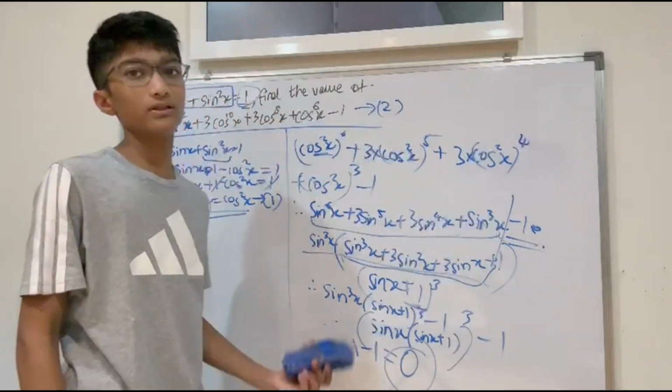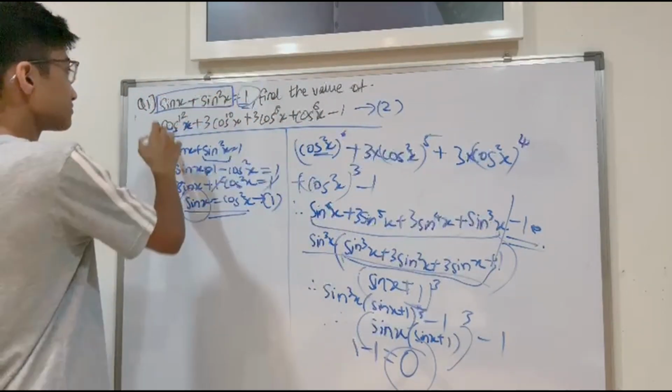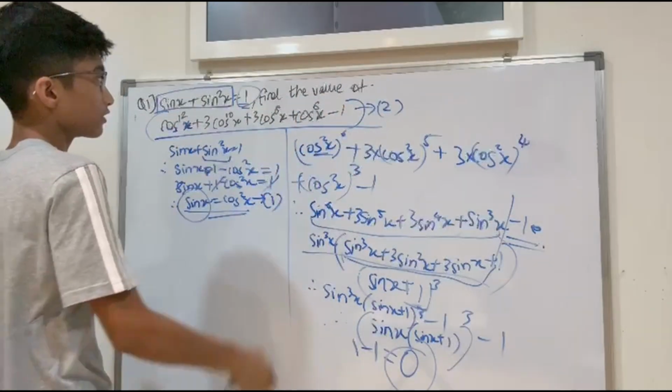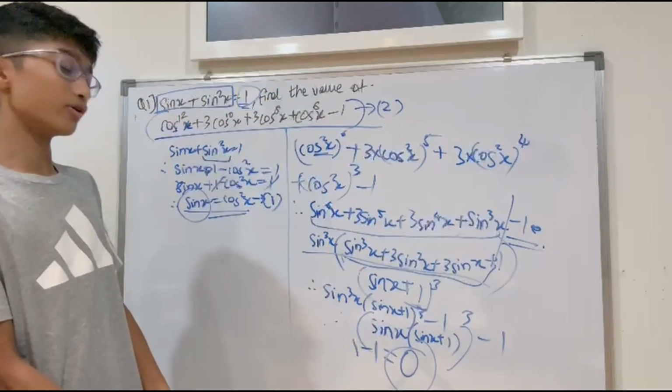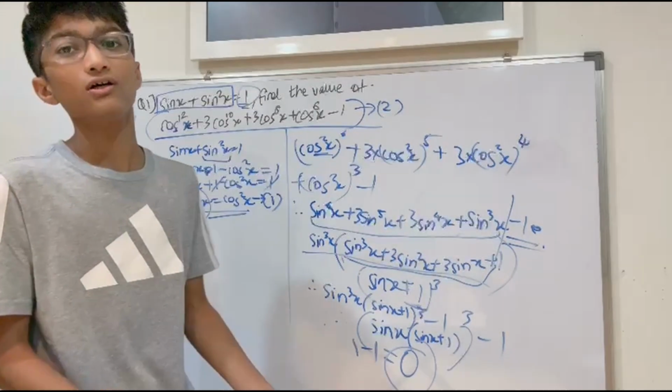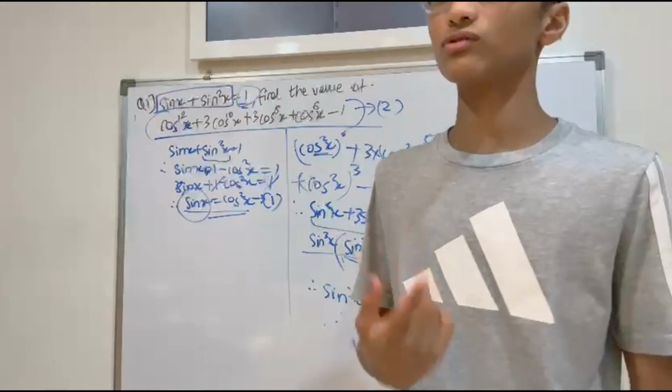From this whole equation, this big of an equation, we got 0 as the answer. It's not a very good answer, but it is the answer, so we take it as the answer. Let's go. This was question 1.